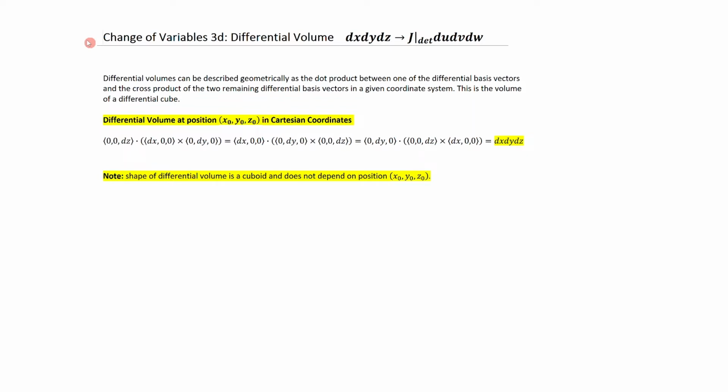This is the volume of a differential cube, the differential volume at position x0, y0, z0 in Cartesian coordinates. If you compute the differential volume, this would be just the dot product with a cross product between two differential vectors. So in the xy plane, the differential vectors are dx and dy, and in the z direction, the differential vector is dz. If you take the dot product with this cross product, that effectively gives you dx, dy, dz, which is the differential volume. The shape of this is a cuboid, and it does not depend on position x0, y0, and z0.